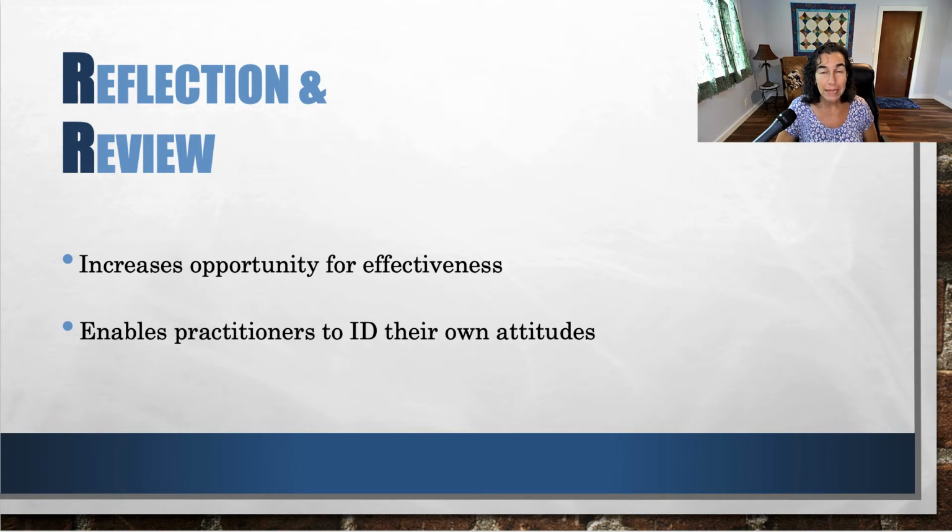The final piece, and this is not like an official stage, but the explicit model incorporates reflection and review after all the stages of intervention, much like we do a reevaluation in any area of OT. So it increases our opportunity for effectiveness to look back and say, how did it go? What happened? Where are we? And then to review and say, okay, well, where do we need to go from here?